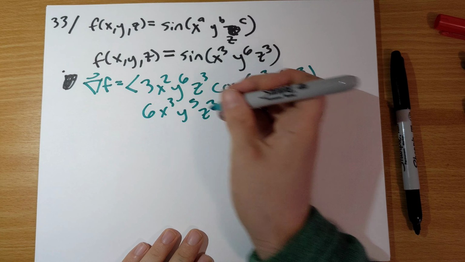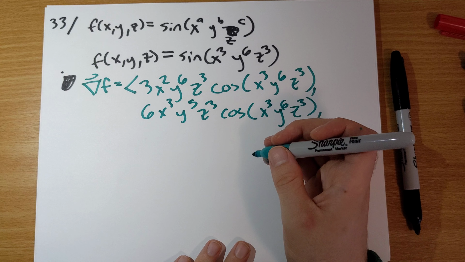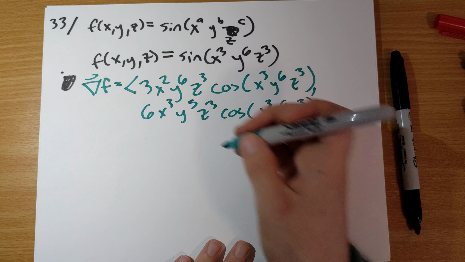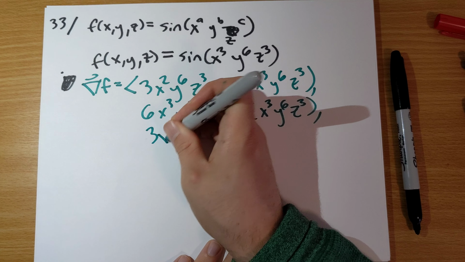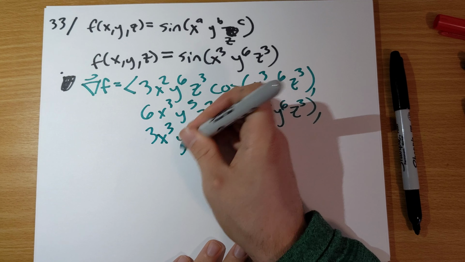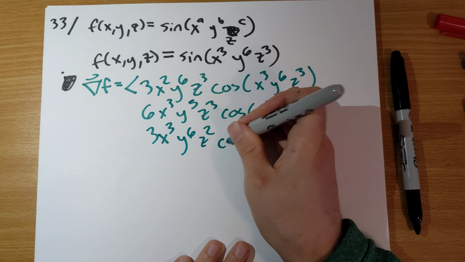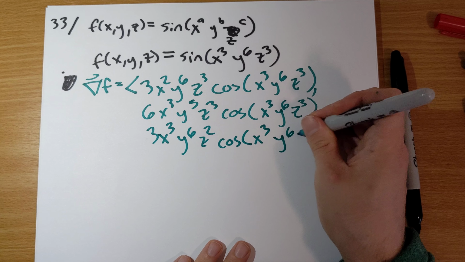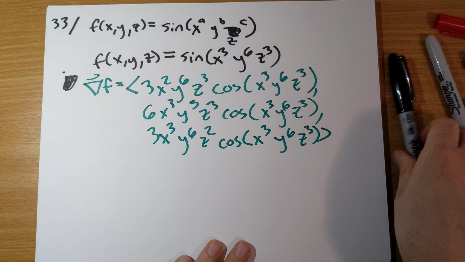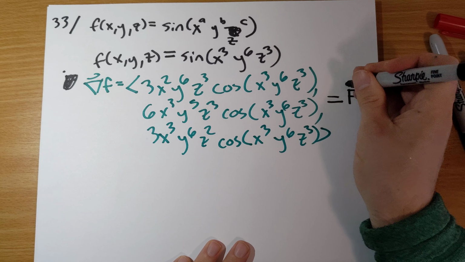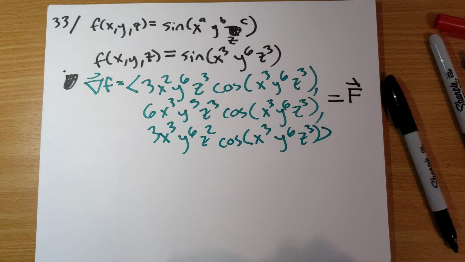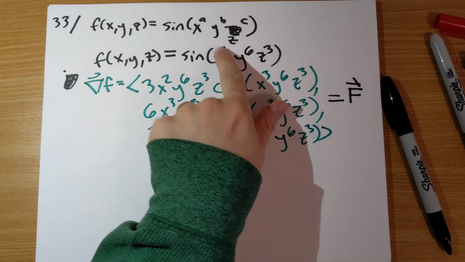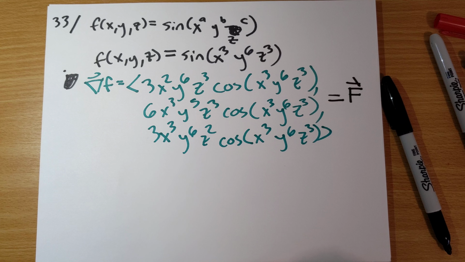And the z partial derivative is going to be 3x cubed y to the 6th z squared times cosine, once again, of x cubed y to the 6th z cubed, which is exactly the vector field f that we were asked about in this problem. So here are the choices of a, b, and c in part A.